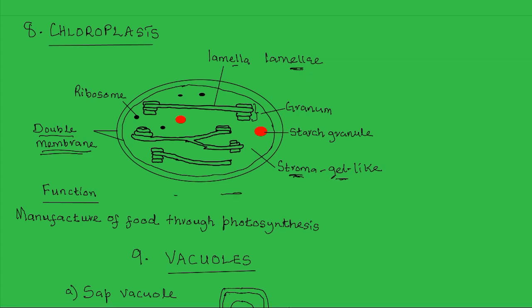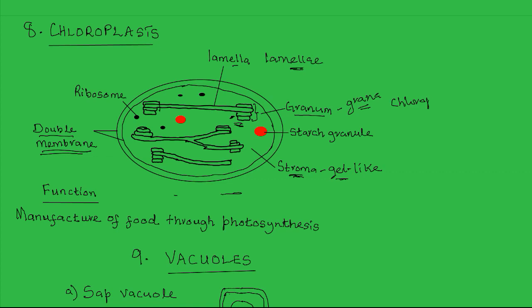At some points, the lamellae are stacked together, like here and here. They are stacked together to form grana. Singular is granum. So this one stack of lamellae is known as a granum. Within the entire chloroplast organelle, we have many grana. So the plural of granum is grana. The grana contain the green pigment chlorophyll.